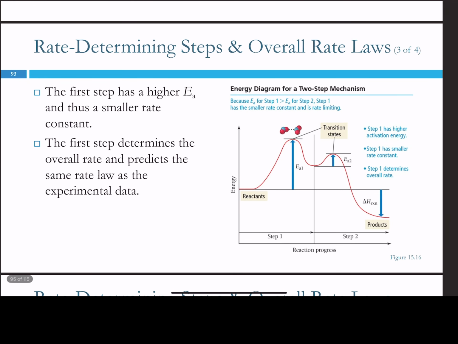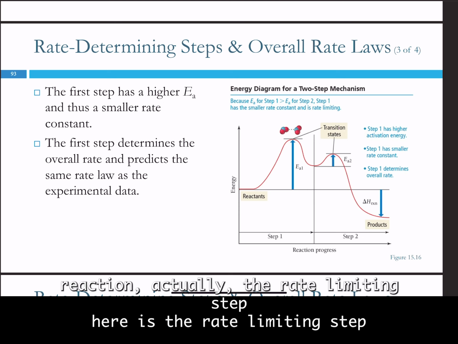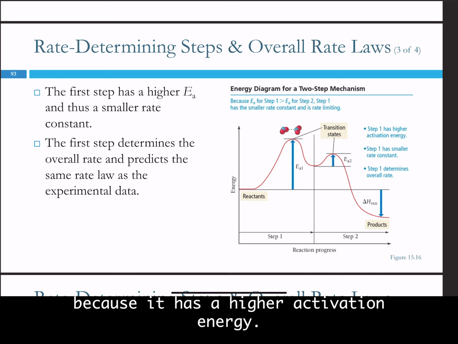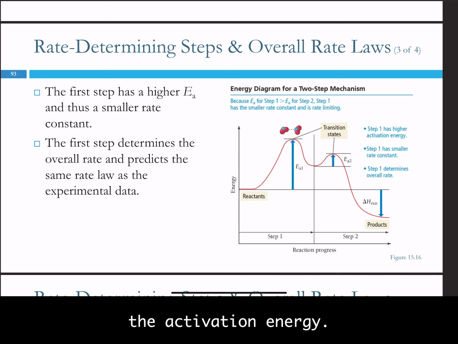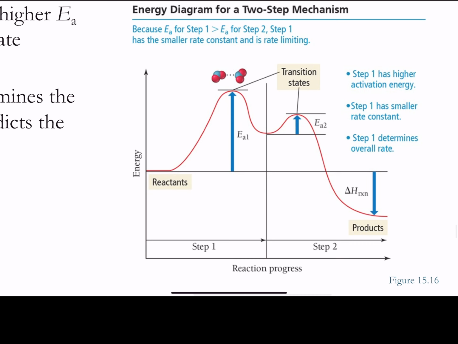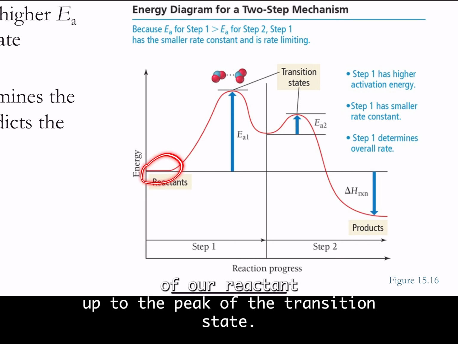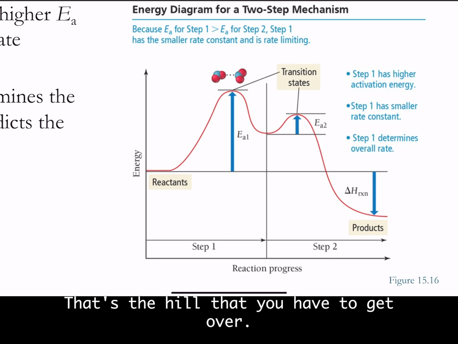So, in the case of this reaction, actually, the rate limiting step here is the rate limiting step because it has a higher activation energy. So if we look at this reaction coordinate diagram, the activation energy is from the starting point of our reactant up to the peak of the transition state, right? That's the hill that you have to get over.